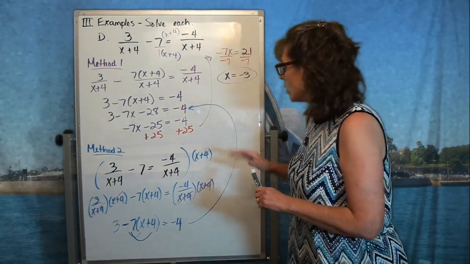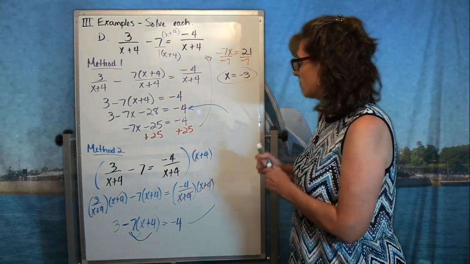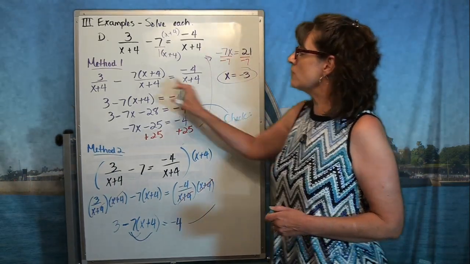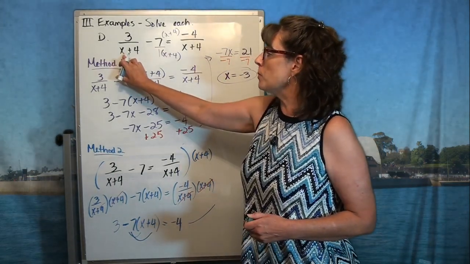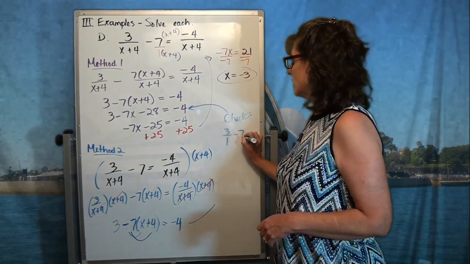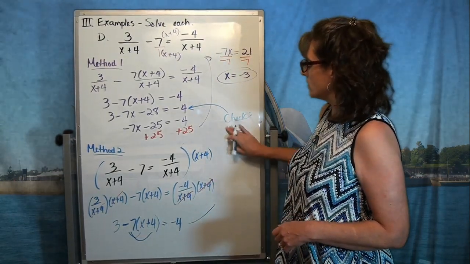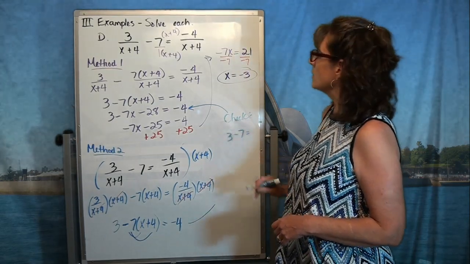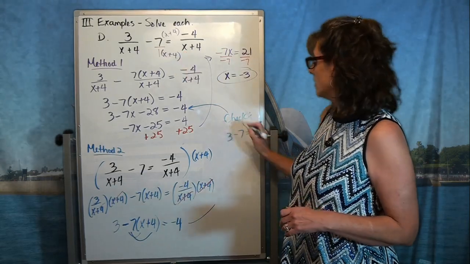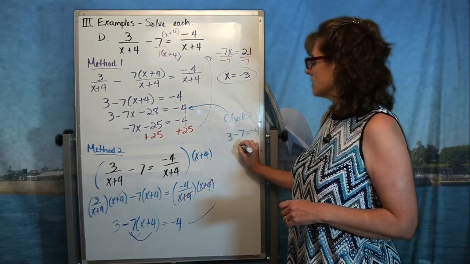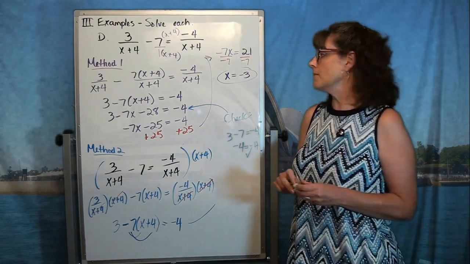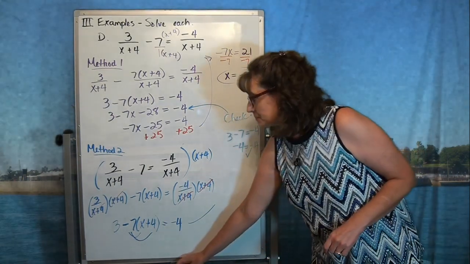Now, in order to check, because I still need to check and make sure that this really is the right answer, I'm going to take that negative 3, put it here. Now 4 plus a negative 3 is 1, so that's a 3 over 1, which is just a 3. So that's 3 minus 7. And on the other side, when I put that negative 3 here, negative 3 plus 4 is still 1. And what is 3 minus 7? Yep, it's a negative 4. So truth was created. I know that that's the right answer.